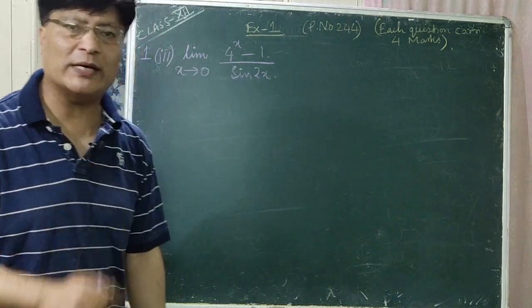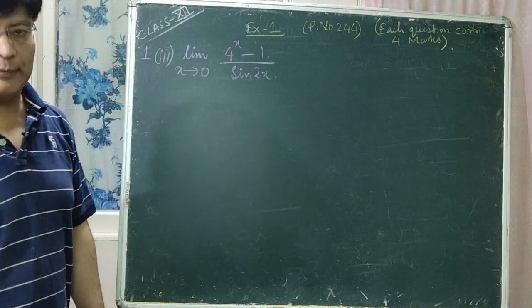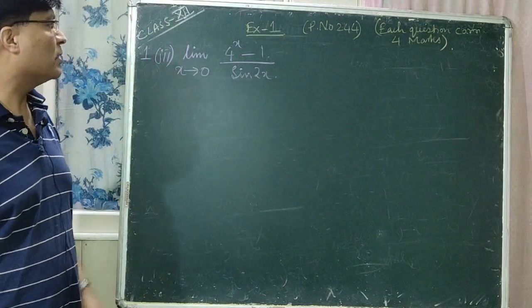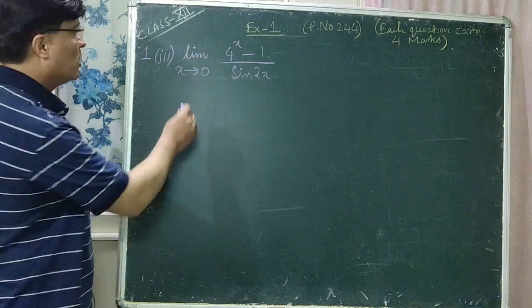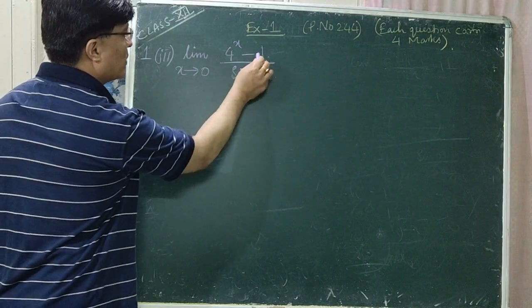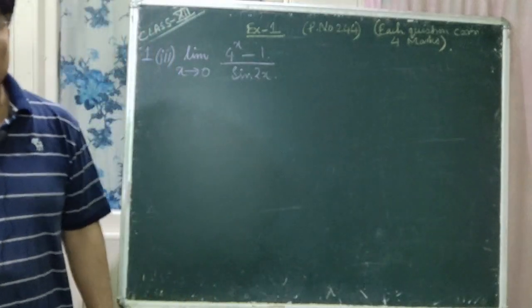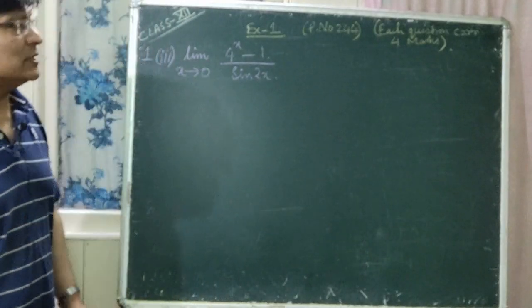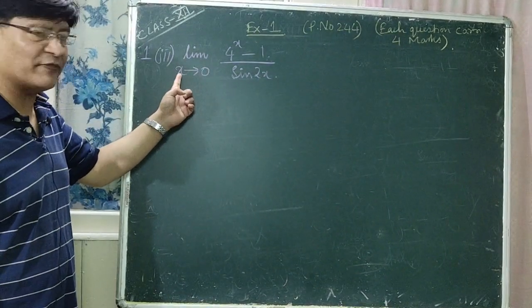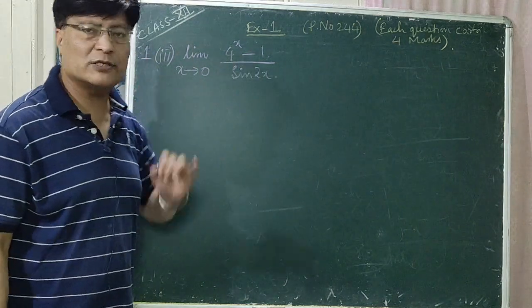So you have to evaluate this limit. That means you have to find out the value of this limit, that is, the limiting value of this limit. Now in this case the question is limit x tends to 0, 4 to the power x minus 1 divided by sine 2x. You should know which is the variable and which is the constant here. Since it is given limit x tends to 0, x is the variable and all of the other terms are constants here. That is, 1 is constant, 4 is constant, like that.